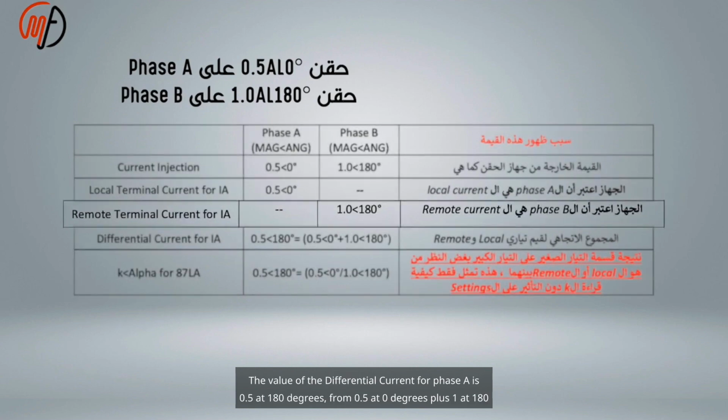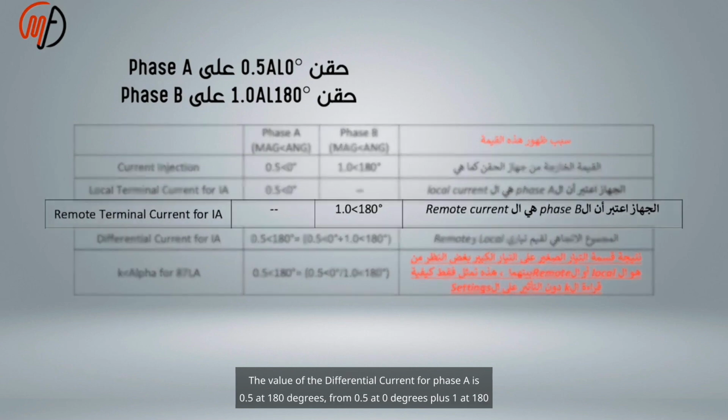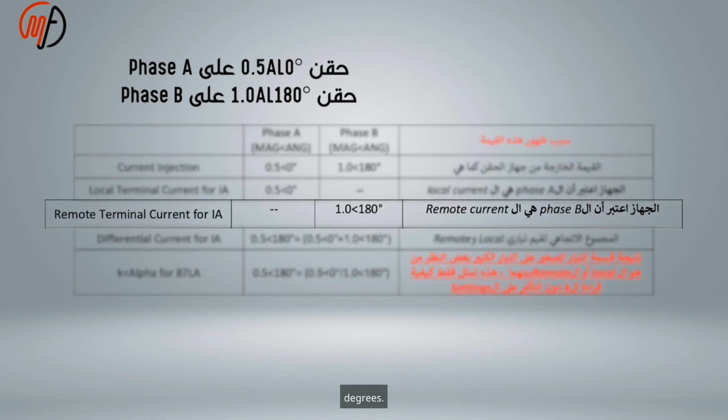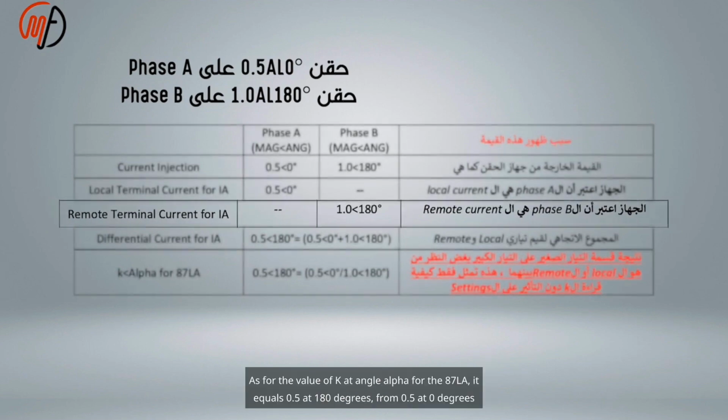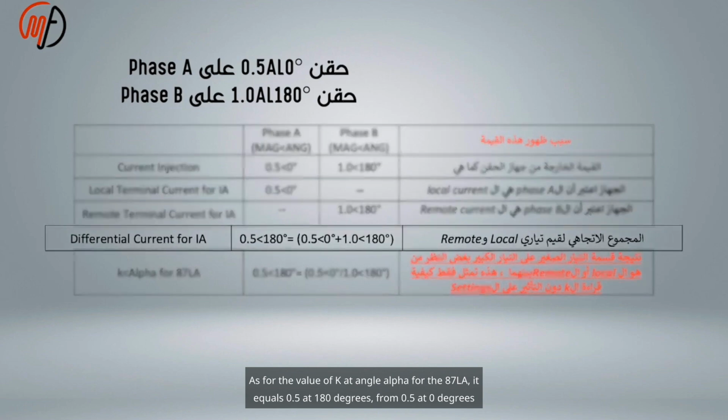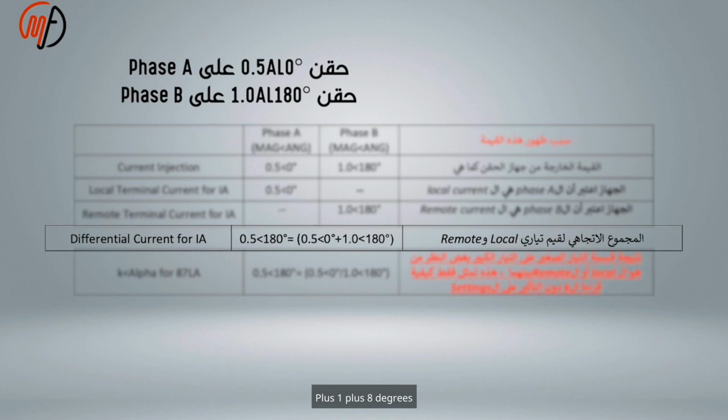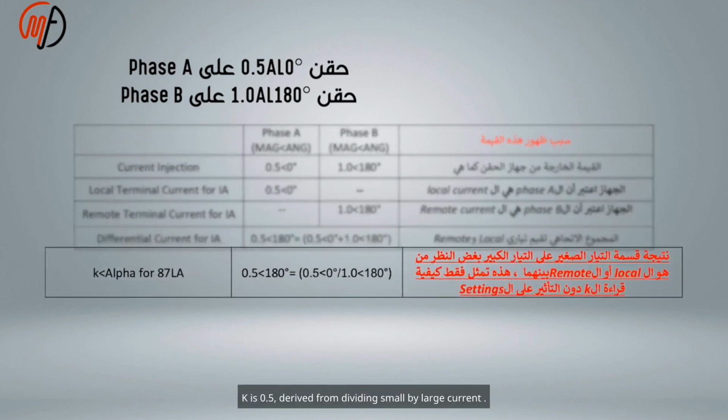The value of the differential current for phase A is 0.5 at 180 degrees, from 0.5 at 0 degrees plus 1 at 180 degrees. As for the value of K at angle alpha for the 87LA, it equals 0.5 at 180 degrees, from 0.5 at 0 degrees divided by 1 at 180 degrees. This is dividing the small current by the large current, regardless of local or remote. K is 0.5, derived from dividing small by large current.